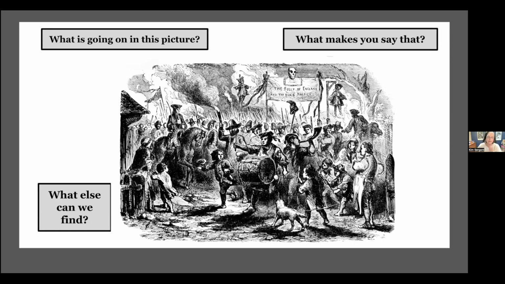Okay. So just like in this moment, but notice you got the other question, what else can we find? So when the question lulls, because what's going on in this picture, a protest, what makes you say that? The violent imagery, the smoke, the fire, these effigies and everything else hanging. So kids are going to sit there for a while. Then it says, what else can we find? Which is then going to lead us on.